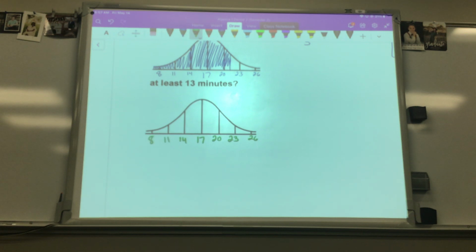Okay, but now I'm looking for at least 13 minutes. 13 is going to fall about here, isn't it? And when I say at least, that's the smallest value I could possibly want, right? So what am I going to shade, to the left or to the right?